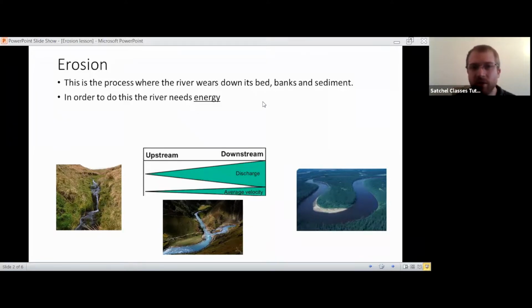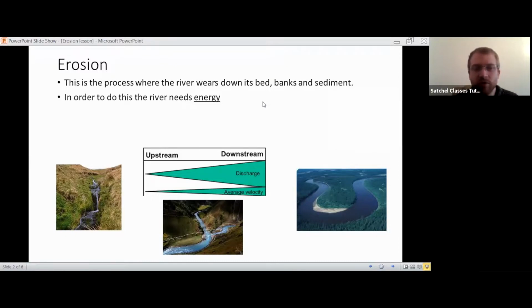Erosion, this is basically a process where the river wears down its bed, which is the bottom of the river, the banks, which are the sides of the river, and the sediment within the river. So this is what the river could be carrying, okay? And by wearing it down, it basically means breaking it apart into smaller pieces, and that's the process of erosion.